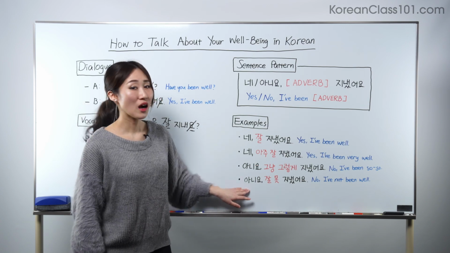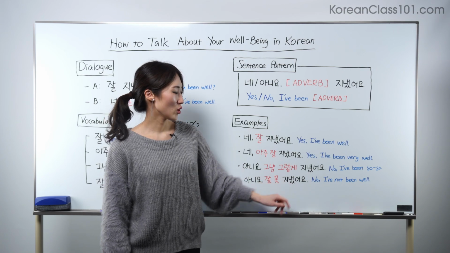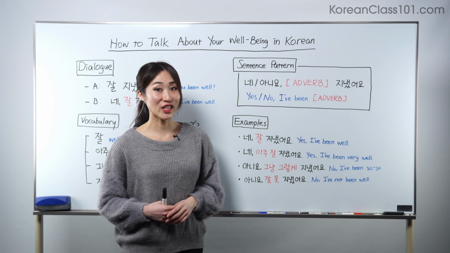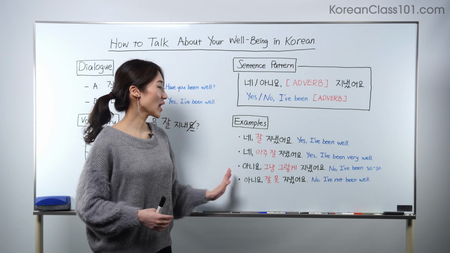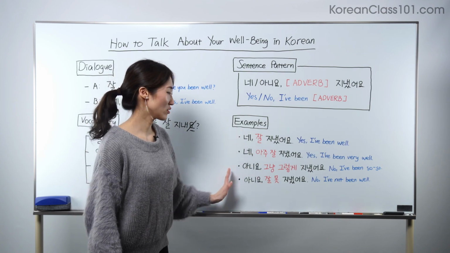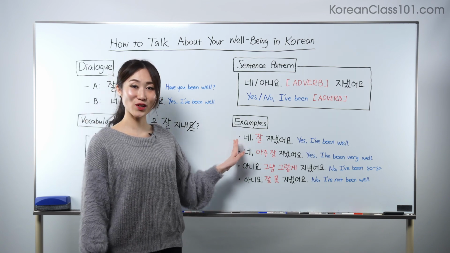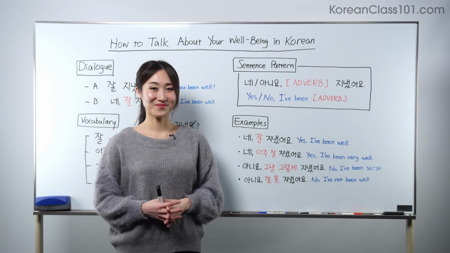How about this? 아니요, 잘못 지냈어요. No, I have not been well. So when someone asks you, how are you, how have you been, you can answer this way. So you can choose one of them and answer, 네, 잘 지냈어요. Or, 아니요, 그냥 그렇게 지냈어요.